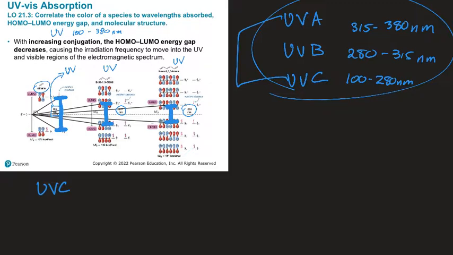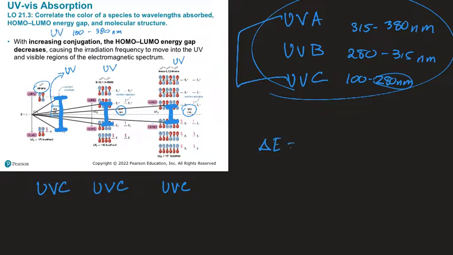Buta-1,3-diene at 217 nanometers is also UVC. And hexa-1,3,5-triene at 258, well, that's also UVC. But it's getting close at 258. And then, as we add more and more conjugated double bonds, that gap gets smaller and smaller and smaller and smaller, meaning, again, let me write the equations.